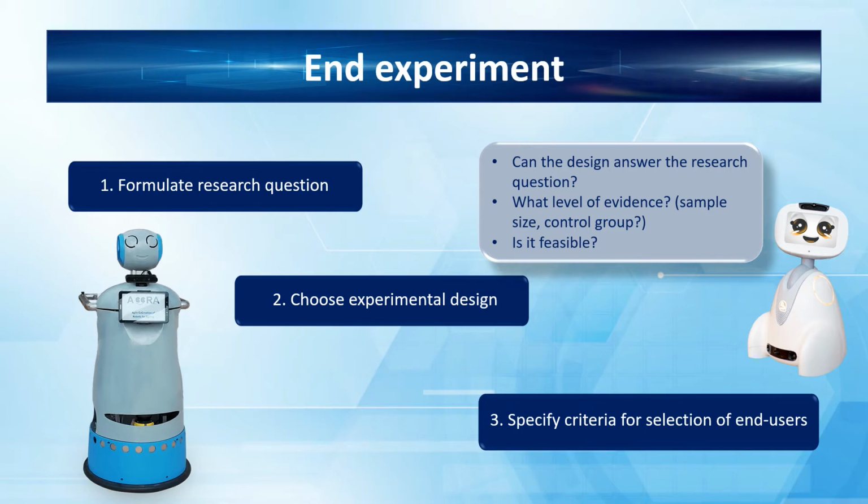Third step of the end experiment is to specify the criteria for the selection of end users. That means criteria for inclusion and, equally important, criteria for exclusion. That can have to do with the mental state, the health state of the older adults you want to introduce, can have to do with the type of role that the formal caregiver has, so their profession, and for informal caregivers it can be the frequency of interaction that they have with the older adult. All these things are relevant when deciding upon who you're going to select.